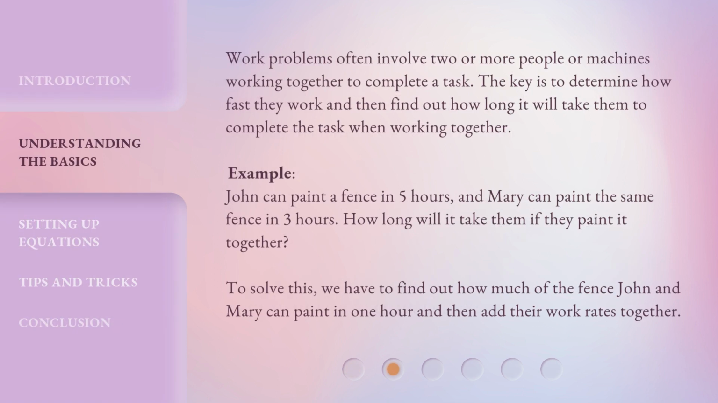Work problems often involve two or more people or machines working together to complete a task. The key is to determine how fast they work and then find out how long it will take them to complete the task when working together. Example: John can paint a fence in 5 hours, and Mary can paint the same fence in 3 hours. How long will it take them if they paint it together? To solve this, we have to find out how much of the fence John and Mary can paint in 1 hour and then add their work rates together.